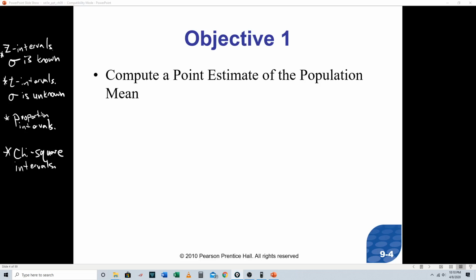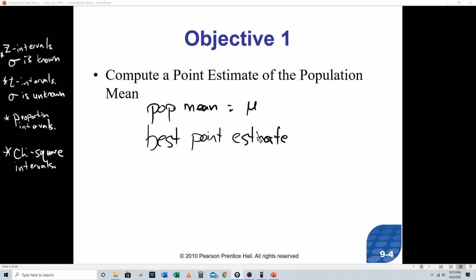I'm going to move on through the PowerPoint, but I'm just going to write this down. Your population mean, if you remember the symbols, the population mean symbol is mu. The best point estimate, the book is going to tell you because it's true. Basically, if I don't know what the population mean is, and it's often the case I don't, what's the best estimation for it? That's the sample mean, X bar. The sample mean is the best point estimate.